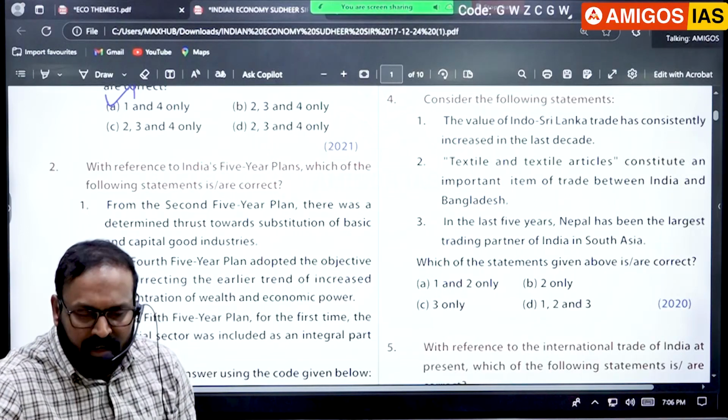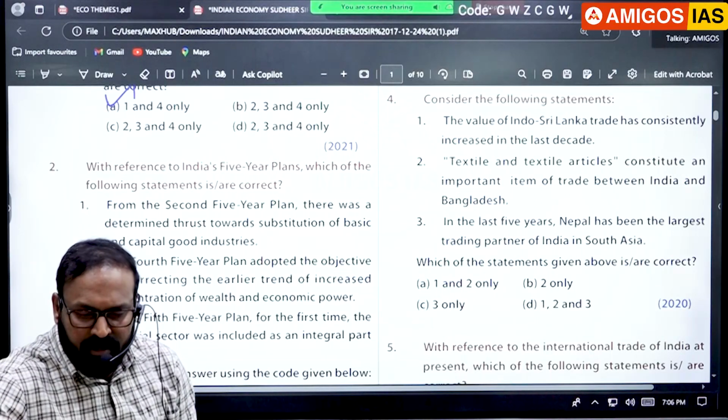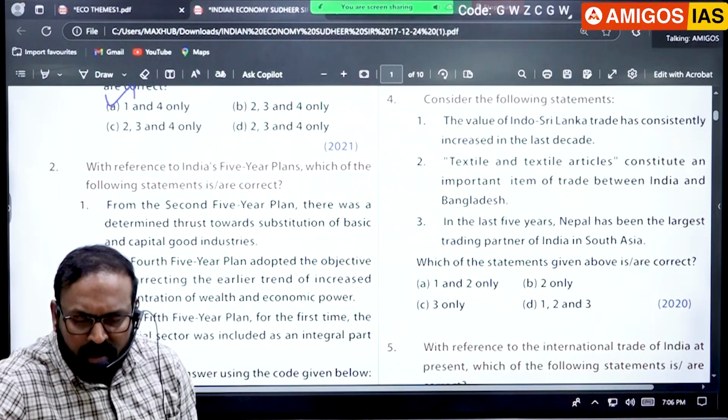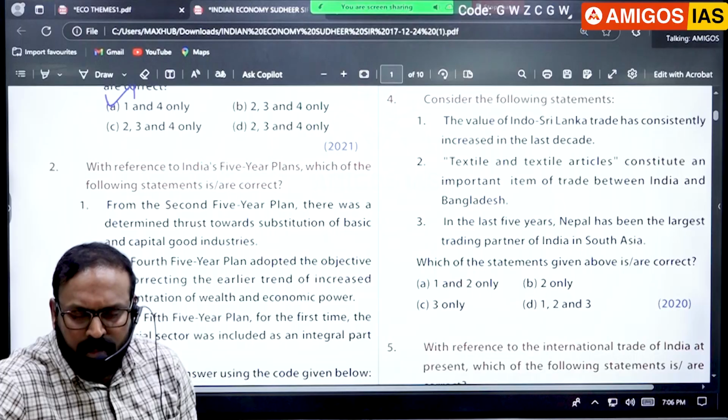Next. Second statement, a very interesting statement. Textile and textile articles constitute an important item of trade between India and Bangladesh.